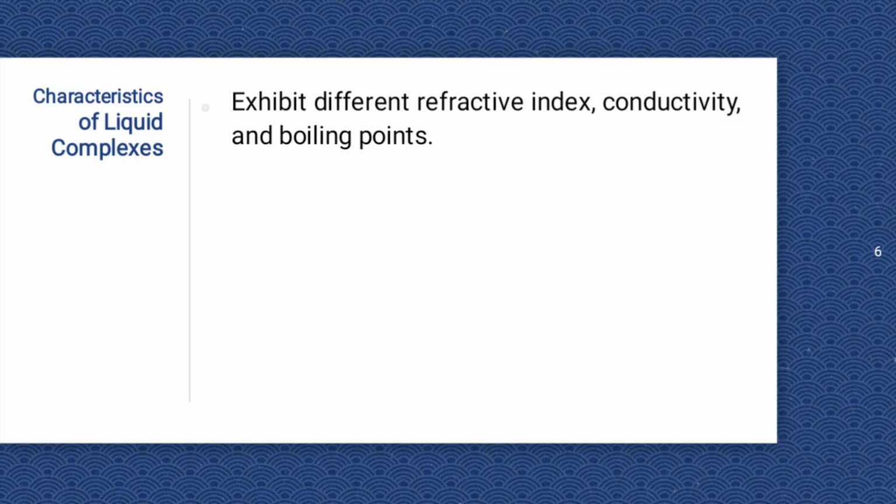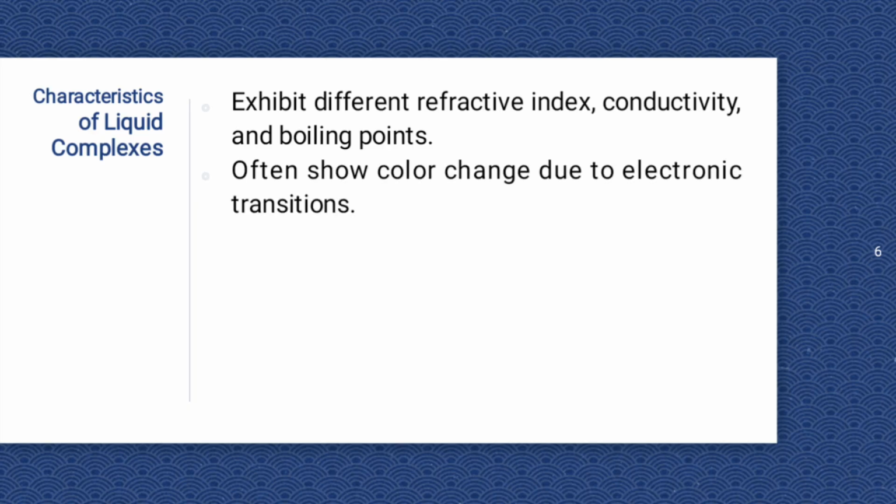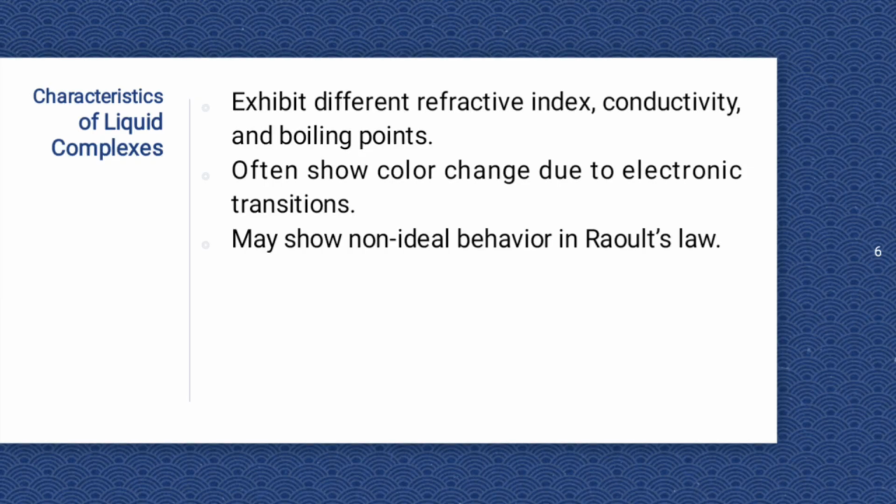After classification, we will study the characteristics of liquid complexes. Liquid complexes have unique measurable properties. They exhibit different refractive index, conductivity and boiling points. It means that the refractive index, boiling point and conductivity usually deviate from their ideal behavior. Then the second point is they often show color change due to electronic transition. The next point states that they may show non-ideal behavior with respect to Raoult's law.